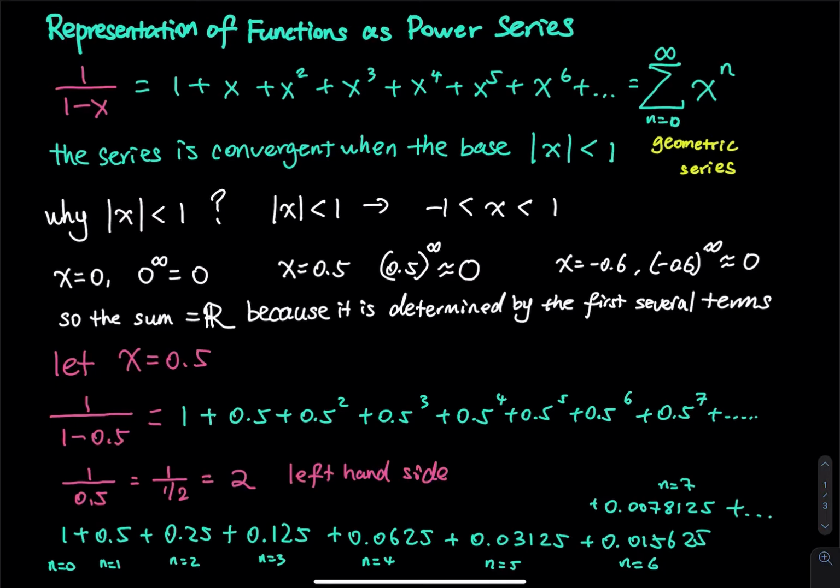You only add a tiny little piece to the current sum that doesn't affect anything. So that's why I said the sum is determined by the first couple terms. As a result, the sum is equal to a real number, and therefore the geometric series is convergent.